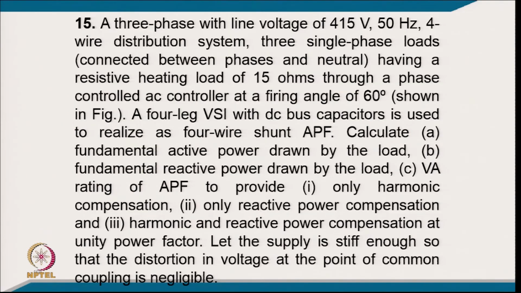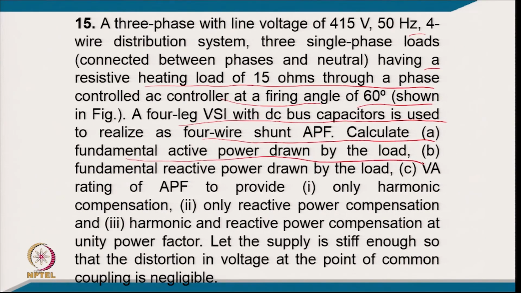Coming to numerical problem 15: a 3 phase, 4 wire distribution system with line voltage of 415 volt, 50 Hz, has 3 single phase loads connected between phase and neutral, each a resistive heating element of 15 ohm through a phase control AC controller with a firing angle of 60 degree. A 4 leg VSI with a DC bus capacitor is used as a 4 wire shunt active filter. Calculate A, the fundamental active power drawn by the load; B, the fundamental reactive power drawn by the load; and C, the VA rating of the active power filter to provide first only harmonic compensation, second only reactive power compensation, and third harmonics and reactive power compensation at unity power factor.